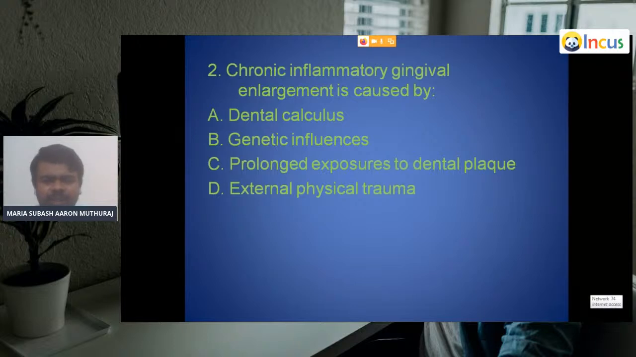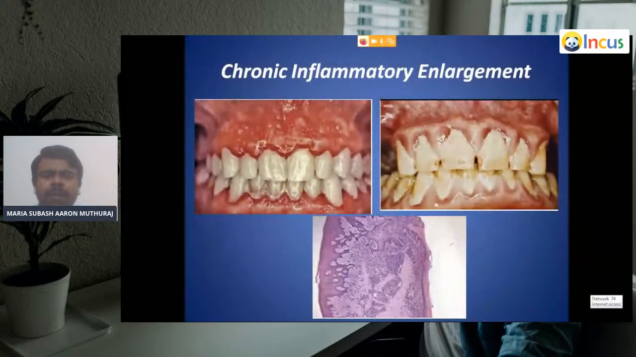Whereas genetic influences will be associated with idiopathic gingival enlargement, and external physical trauma will be associated with acute inflammatory gingival enlargement. Chronic inflammatory gingival enlargement is caused by prolonged exposure to dental plaque, similar to gingivitis. This is the image of chronic inflammatory gingival enlargement.